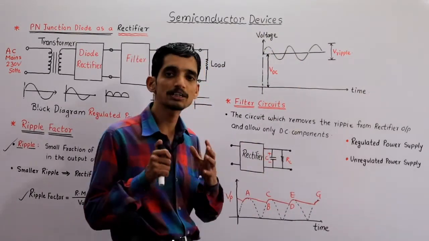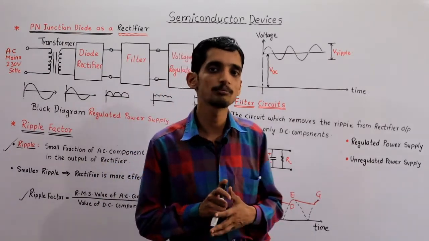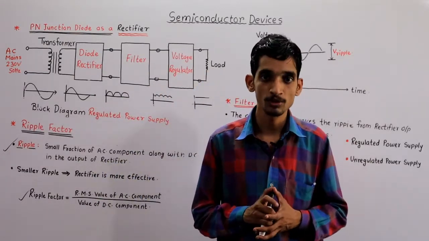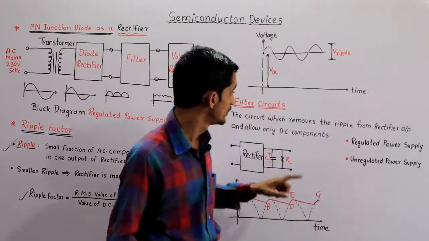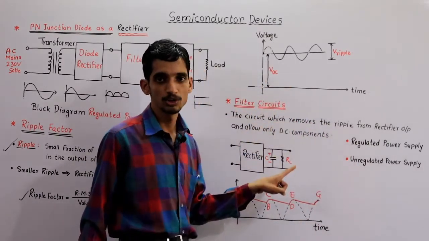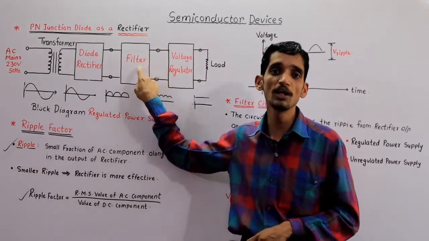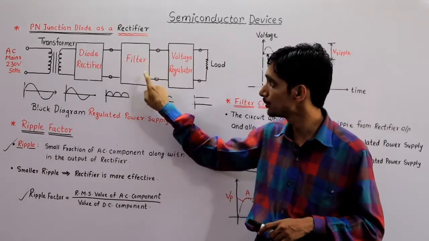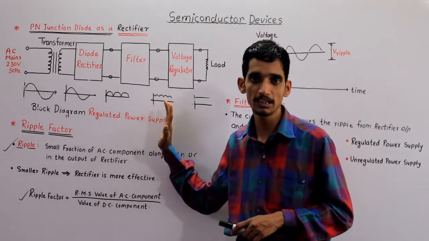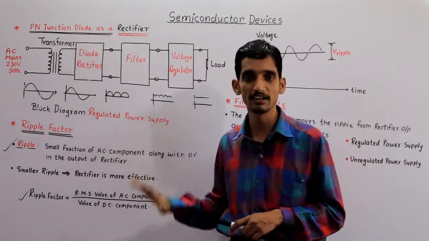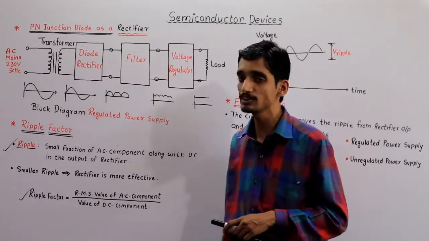So what is the method to eliminate the ripple content in the output? There are different circuits, and this is called a filter. The filter is an important part of the regulated power supply, as I have already told you. In this regulated power supply, the diode rectifier has already been discussed, and the next part is the filter.